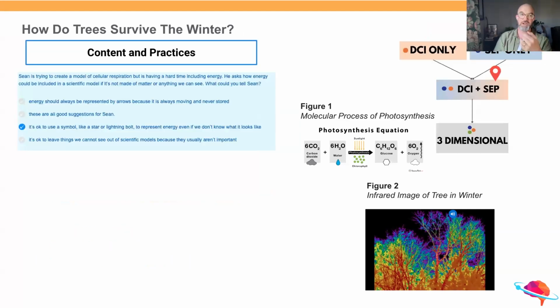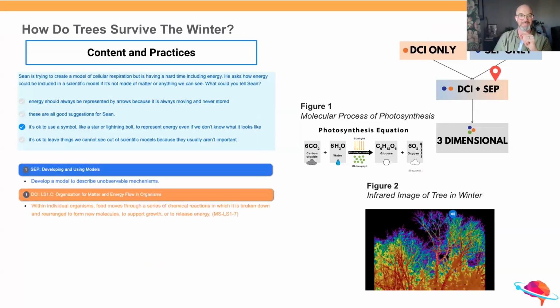We call these content and practices questions. So Sean is trying to create a model of cellular respiration, but is having a hard time including energy. He asks how energy could be included in a scientific model if it's not made of matter or anything we can see. What can you tell Sean? And so this is looking at not only their understanding of cellular respiration, but also their understanding of models. And so here, this is a two-dimensional question asking about this unobservable mechanism and the chemical reactions within cellular respiration.